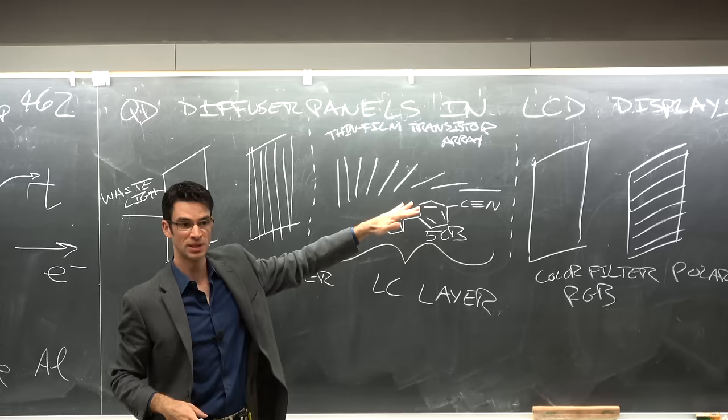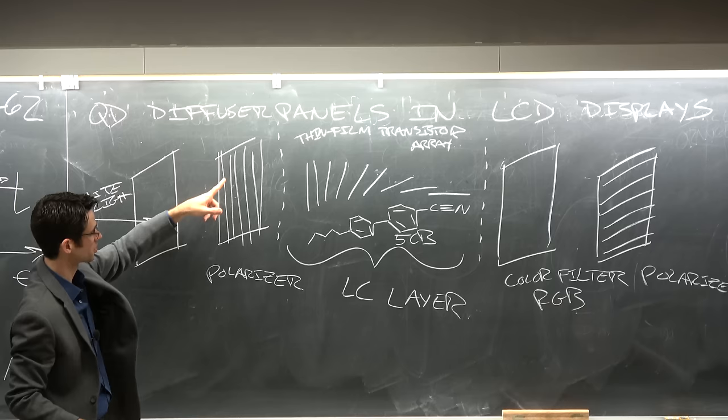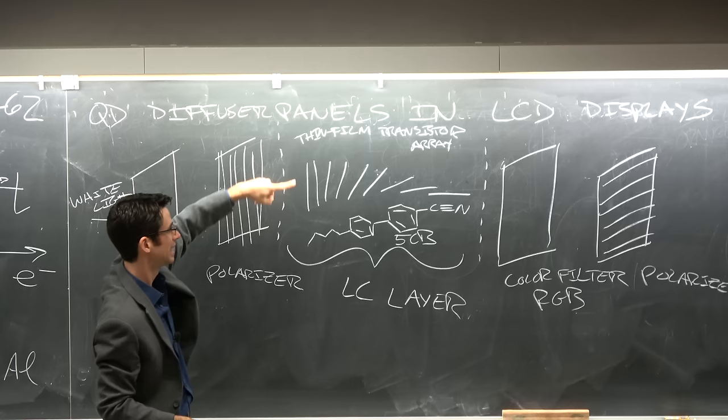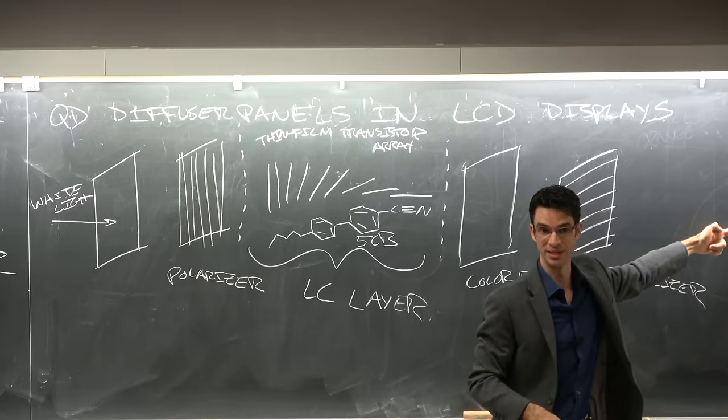Now what happens is that the white light comes in. It's polarized. The white light comes in all polarizations. It goes through the polarizer, and then it's polarized along this axis, and then it slowly becomes polarized along this axis, goes through the color filter, and then it comes out the polarizer unchanged because it's already polarized by the liquid crystals when it comes out through this axis.